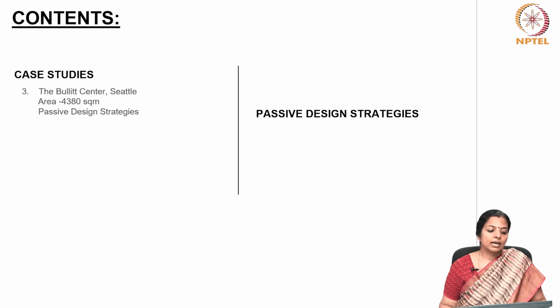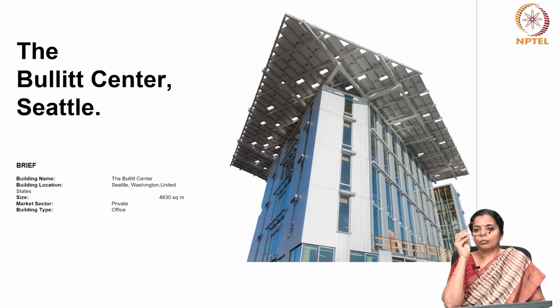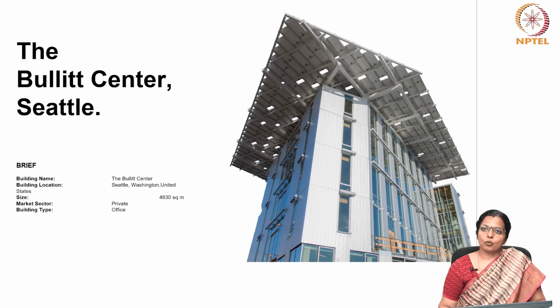So today we will have a look at the Bullitt Center at Seattle, which has an area of 4,380 square meters, and we will look at the passive design strategies adopted in this building. Now, the Bullitt Center in Seattle, Washington is a commercial office building that achieved net zero energy, water, and waste certification. This building is a private one and is an office. The challenge of this building is that it uses geothermal wells, solar panel arrays, and rainwater collection to be fully self-sufficient.